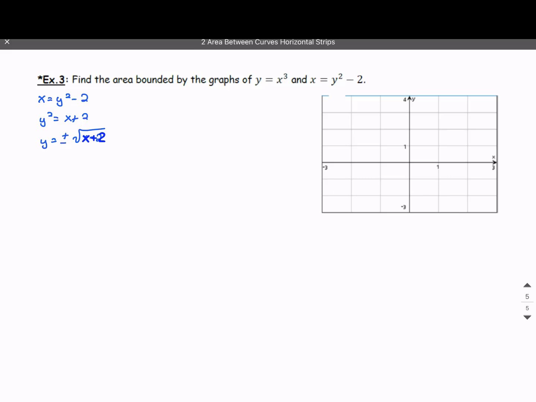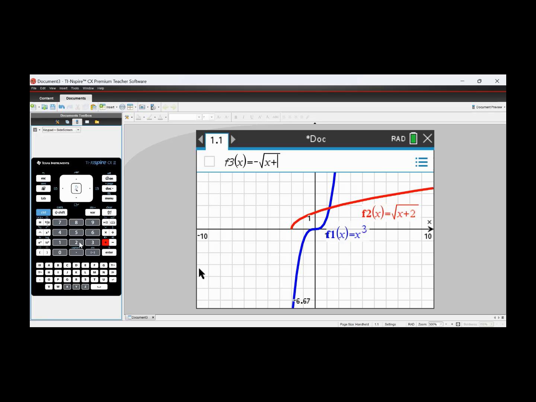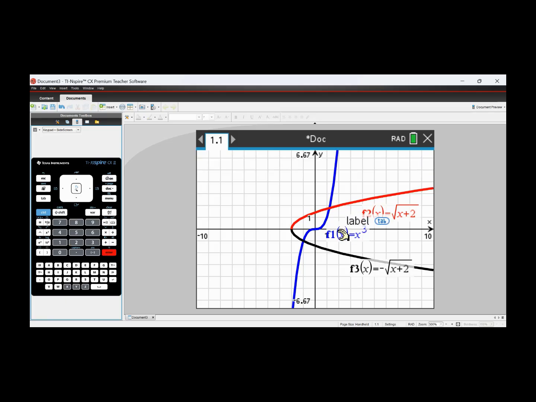Okay, so let's take a moment and graph it. Okay, so here we are. First thing we're going to do is put in the function y equals x raised to the third. Now remember, this x equals y squared minus 2 had to be put in as two functions. So we have the square root of x plus 2, and then we have the negation of the square root of x plus 2. Okay, I'm going to move my labels a little bit.